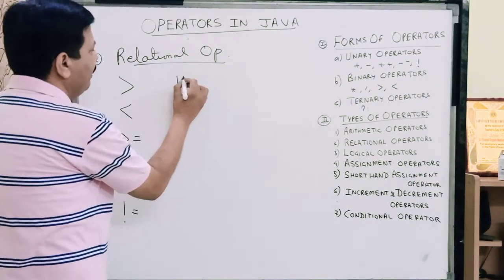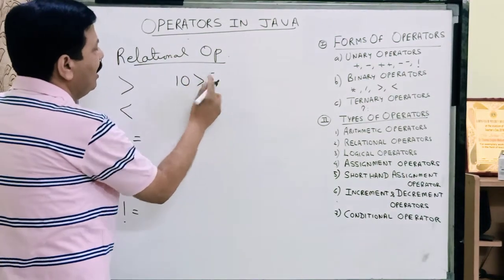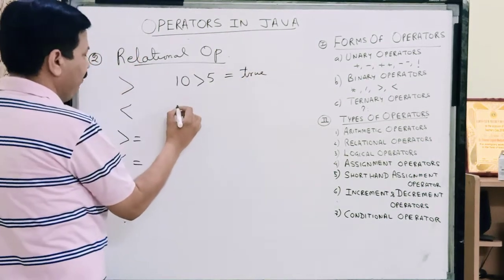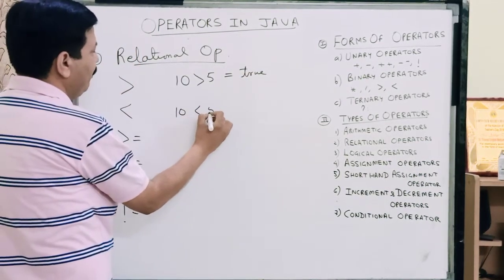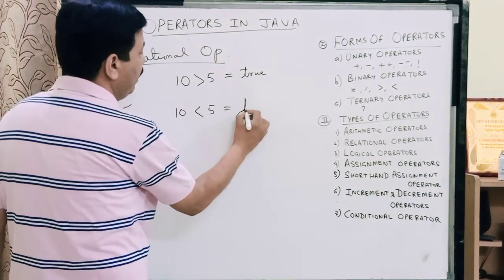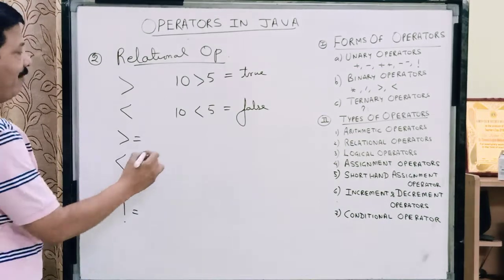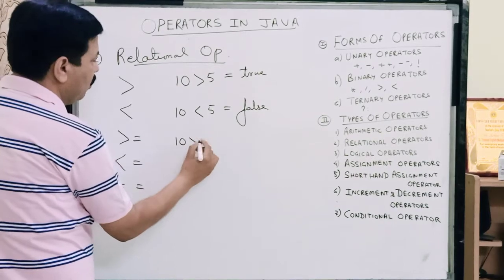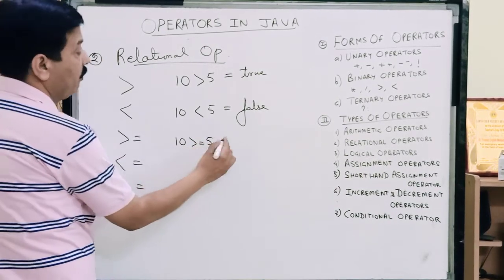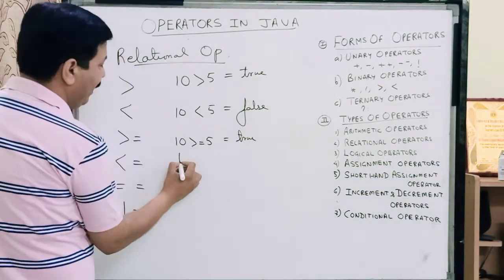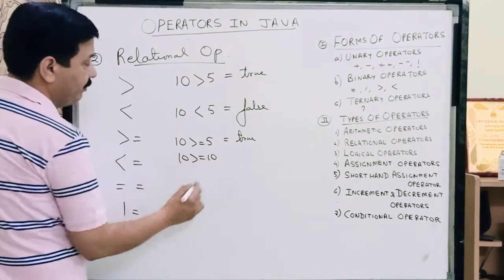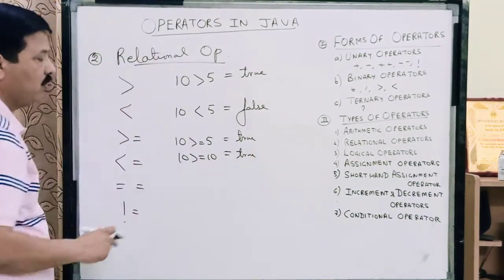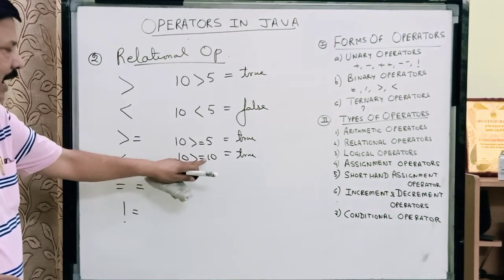For example, if I say 10 is greater than 5, yes, 10 is greater than 5, so the value returned will be true. If I say is 10 less than 5, 10 is not less than 5, so the value returned will be false. In the same way, is 10 greater than equal to 5? Yes, so the answer will be true. And if I say is 10 greater than equal to 10, the result will also be true, since it is talking about greater than also and equal to also.